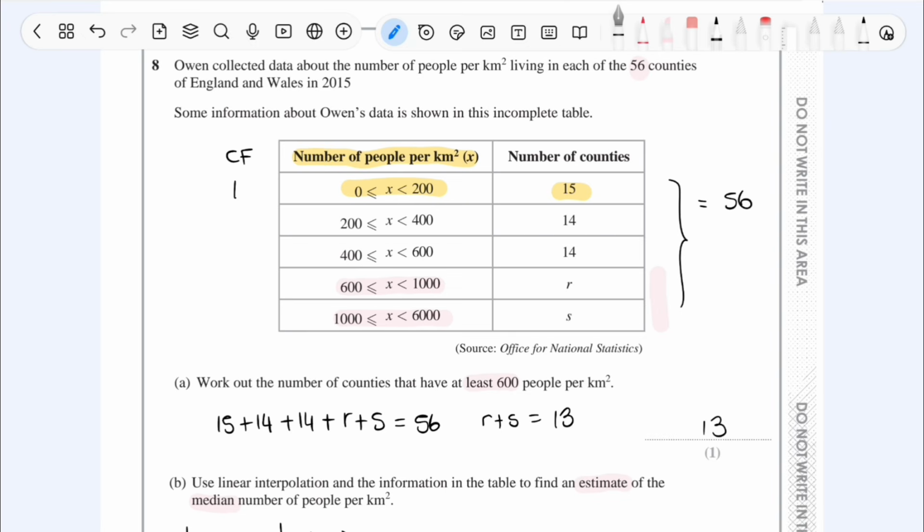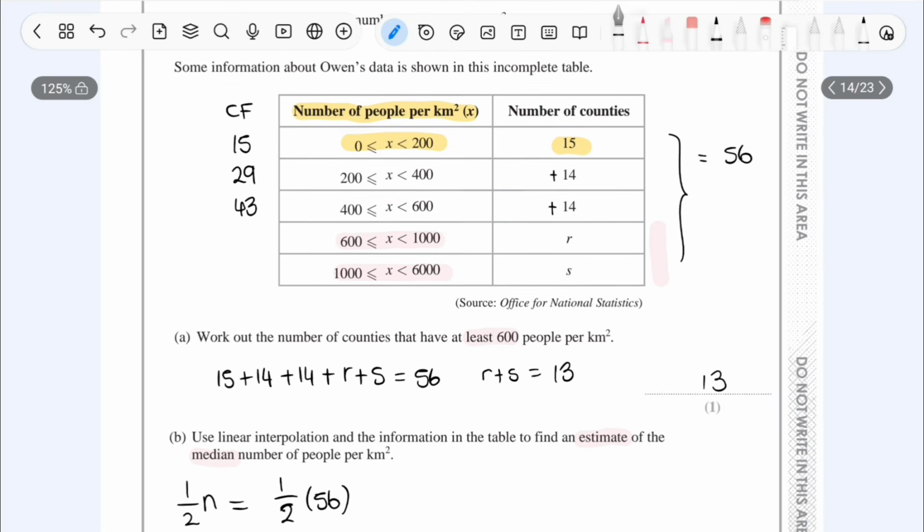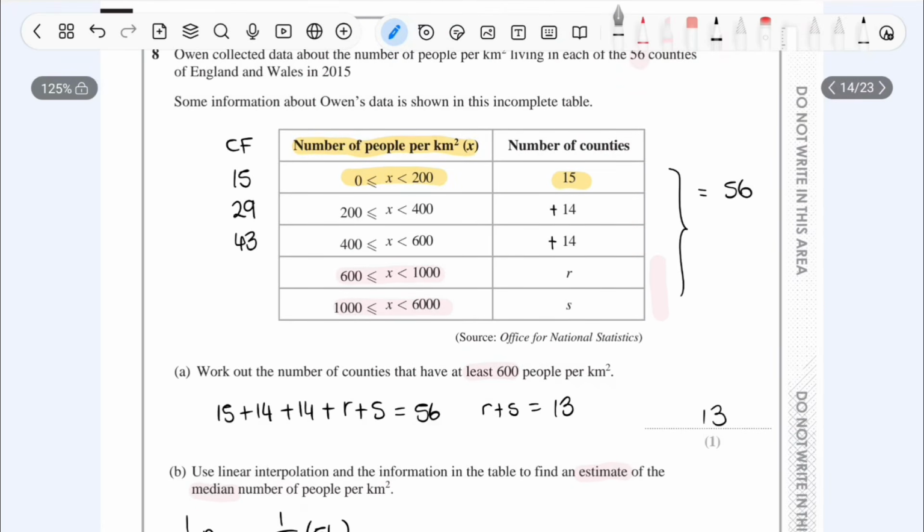So it's 15 when it's between this interval. When it's less than 400 as well, it goes up to 29. I'm just adding the 14, then I add this 14 and I get 30, 43, so 43. Now 28 is the value we're targeting, and 28 is clearly going to be within this row here because it's under 29. So we're trying to find the median, and we know based on the information that it's in this interval right here between 200 and 400.